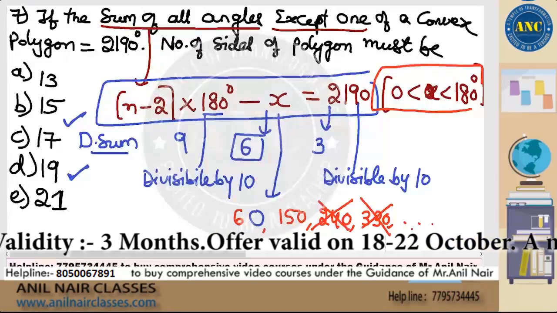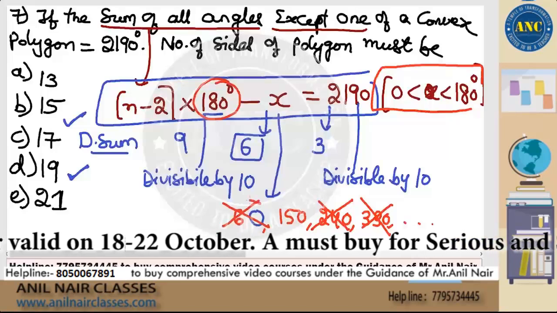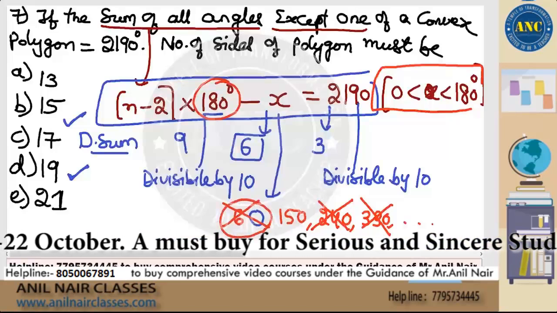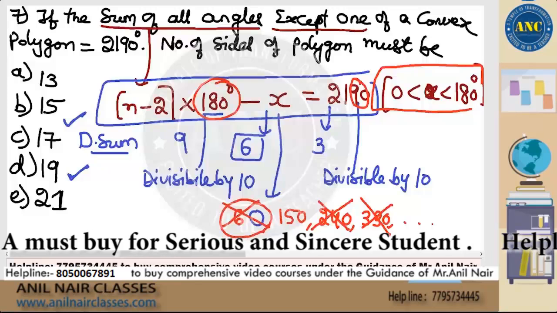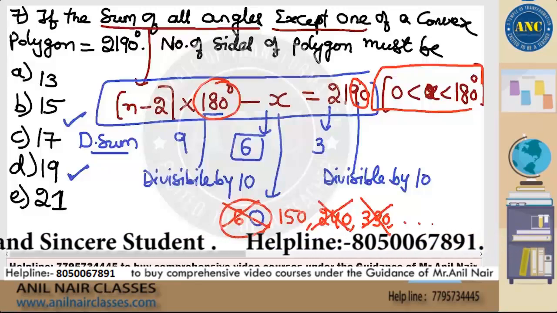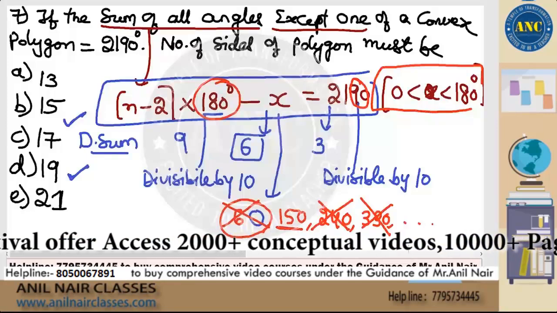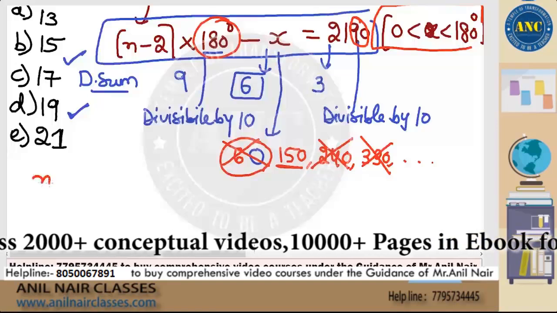This is also not possible because 180 is divisible by 4, 60 is divisible by 4, 90 is not divisible by 4. So what is the only answer? 150. Very logically you can solve it.